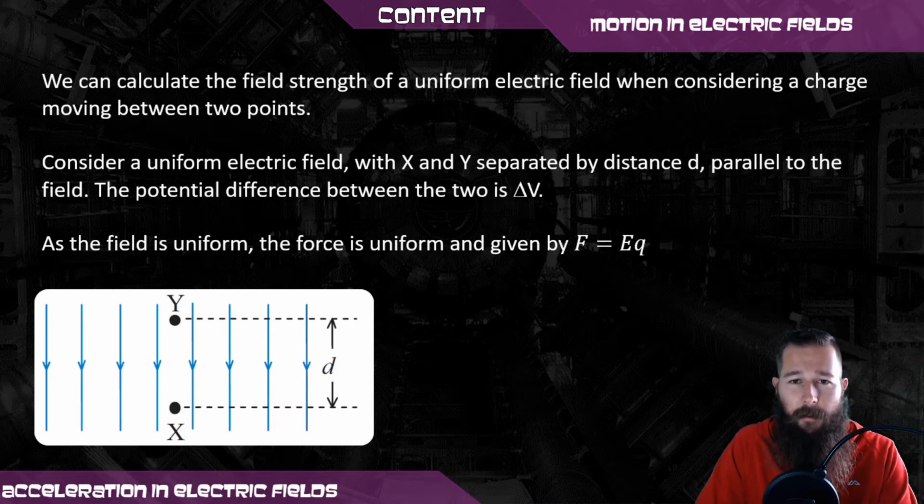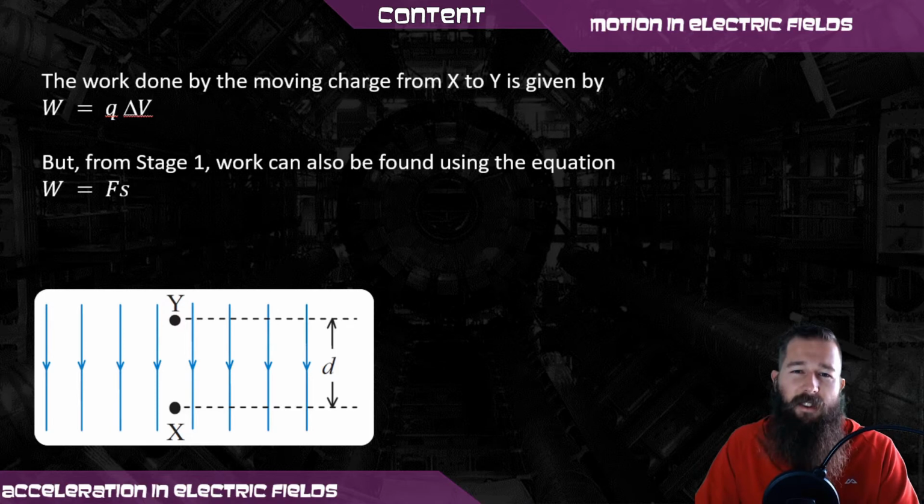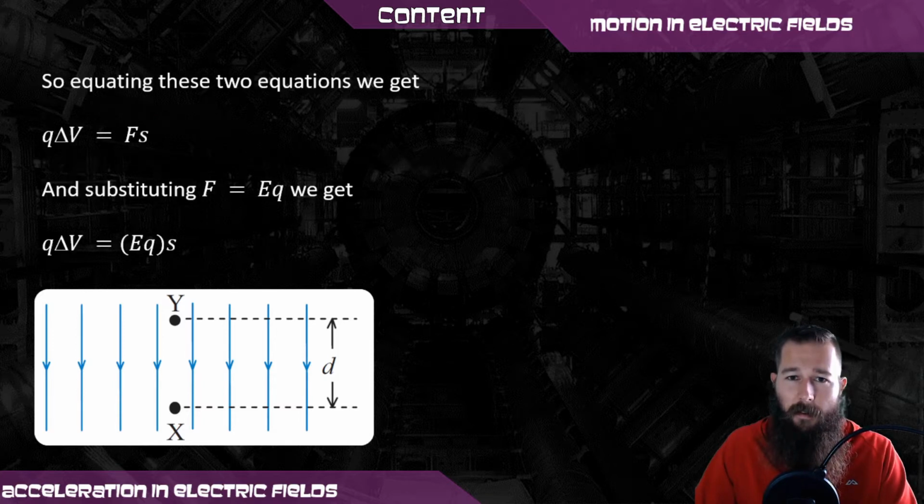Now the force in the field is given by F equals the electric field strength times Q, which we know from previous lessons. By definition, the work done by this charge or on this charge when it moves through the field is the charge magnitude times the voltage that it passes through. But from stage 1 physics, we know the definition of work is the force times the distance. So the force times the distance is the same as the charge times the voltage that it moves through. So they're both the same value.